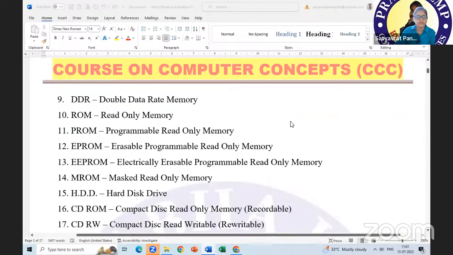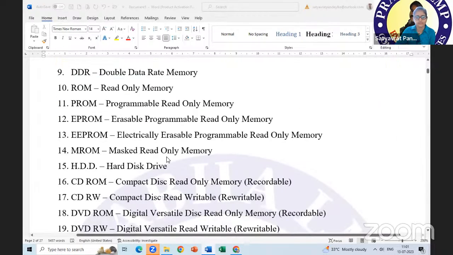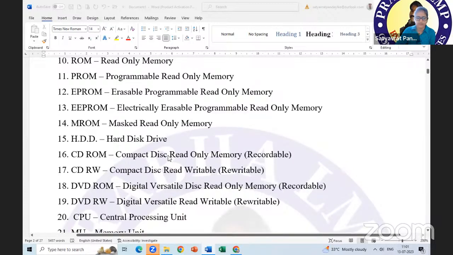DDR is double data rate memory. ROM is read-only memory. PROM is programmable read-only memory. EPROM is erasable programmable read-only memory. EEPROM is electrically erasable programmable read-only memory. MROM, masked read-only memory. HDD is hard disk drive.